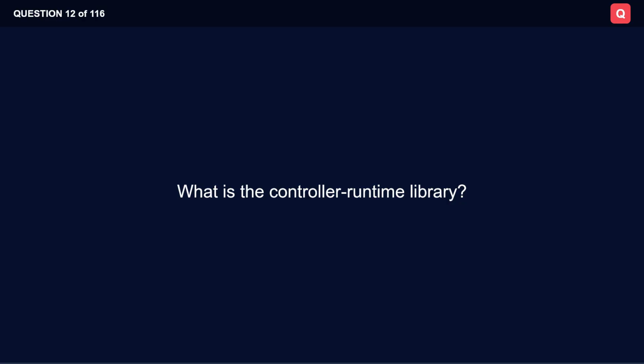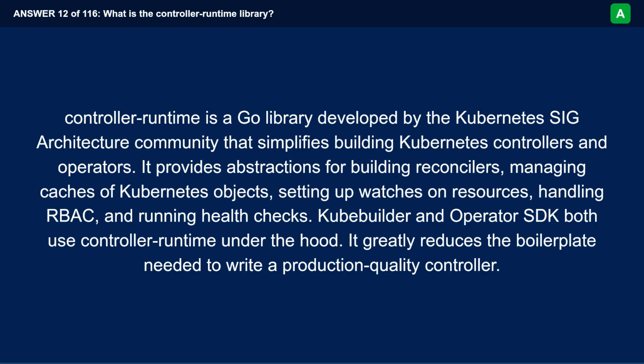What is the controller runtime library? Controller runtime is a Go library developed by the Kubernetes SIG architecture community that simplifies building Kubernetes controllers and operators. It provides abstractions for building reconcilers, managing caches of Kubernetes objects, setting up watches on resources, handling RBAC, and running health checks. KubeBuilder and Operator SDK both use controller runtime under the hood. It greatly reduces the boilerplate needed to write a production-quality controller.